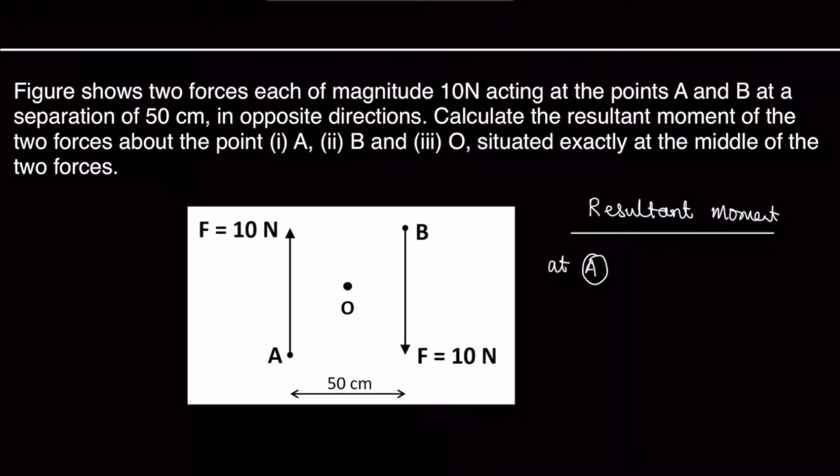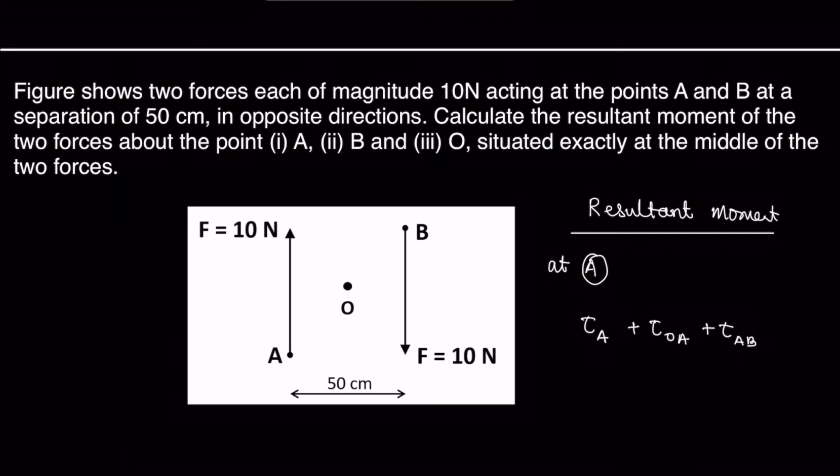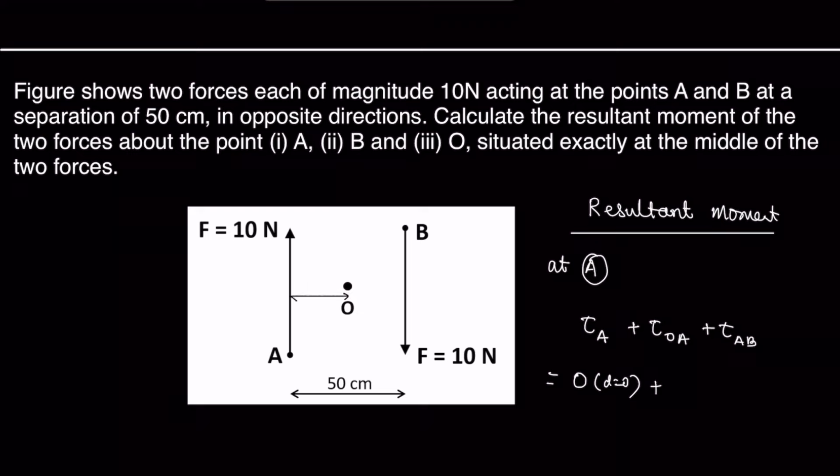So at A we have 3 points we have to consider. Moment of force at A, then moment of force at OA, and then moment of force at AB. So see, moment of force at A is 0. Why is it 0? Because D is 0. Moment of force OA. This is your OA. In this case, no force is acting at O. So F is 0. So from there, we can say that moment of force is also 0. Why? Because F is 0 at O.